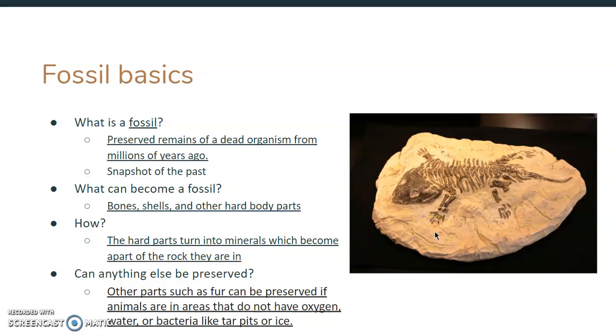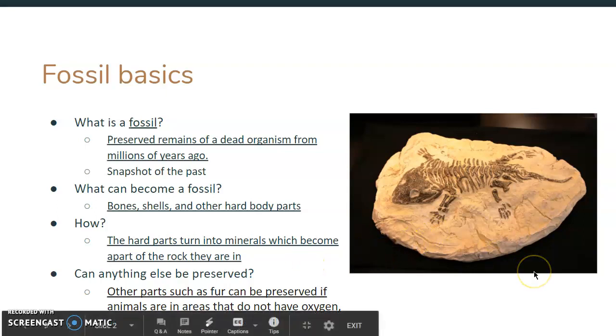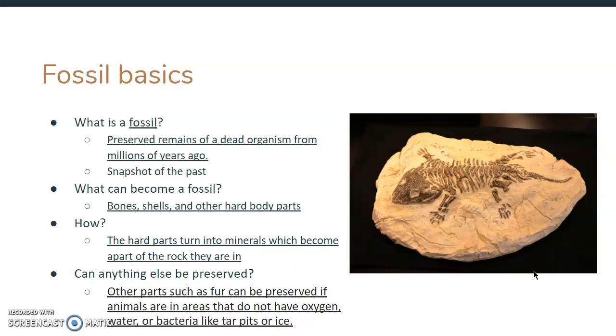An important question is, can other things be preserved? So we have different things like fur and maybe even eyes and different parts that can be preserved in some areas. Parts such as fur can be preserved if animals are in areas that don't have oxygen, water, or bacteria, like tar pits or ice.